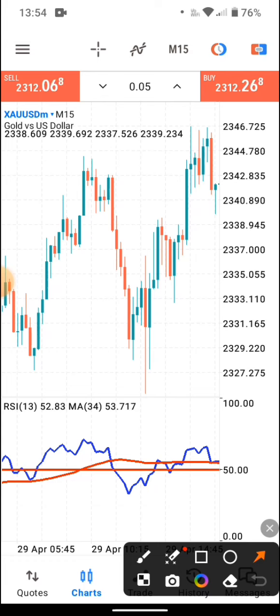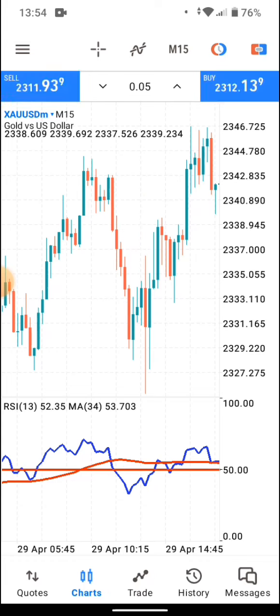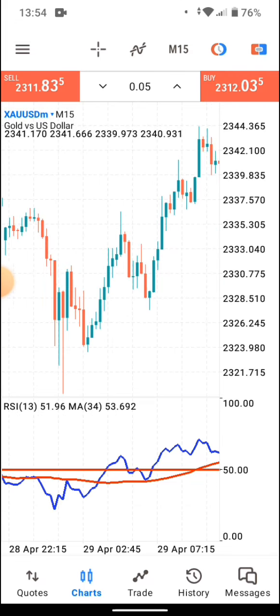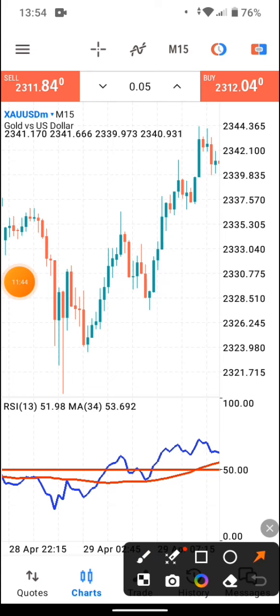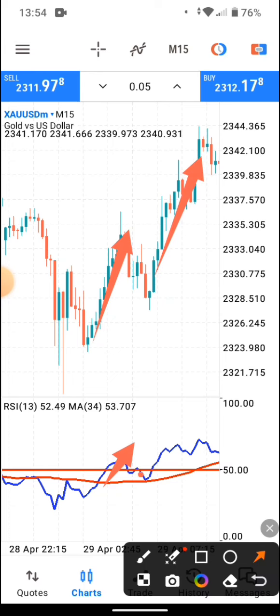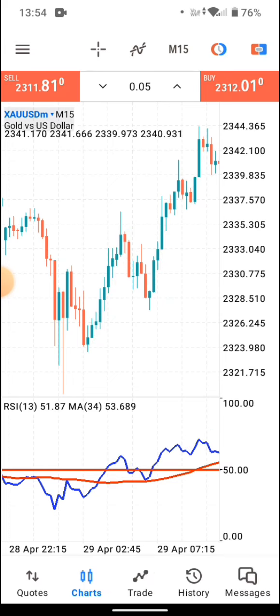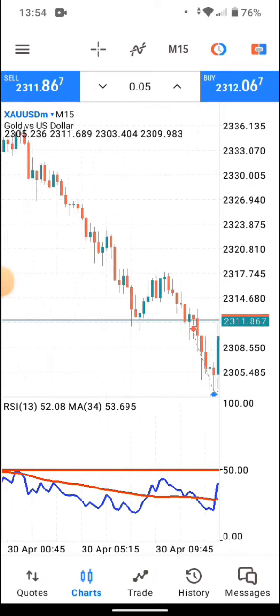So guys, we have this downtrend here. You see the RSI was below the 34 moving average, and we have another spike here. You can see from this spike, the RSI was above. So we have another spike, and the RSI is still above the 34 moving average. So guys, just try to use this.